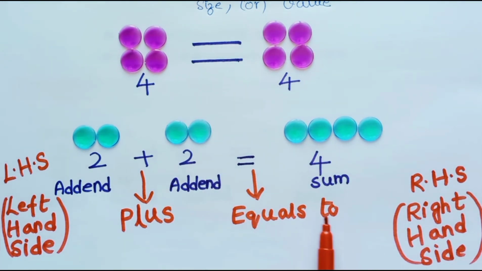So what is this symbol? It is equal to. And the addition of two numbers is indicated by which symbol? It is plus. P-L-U-S, plus. So this is about the addition math vocabulary for the lower grade students.